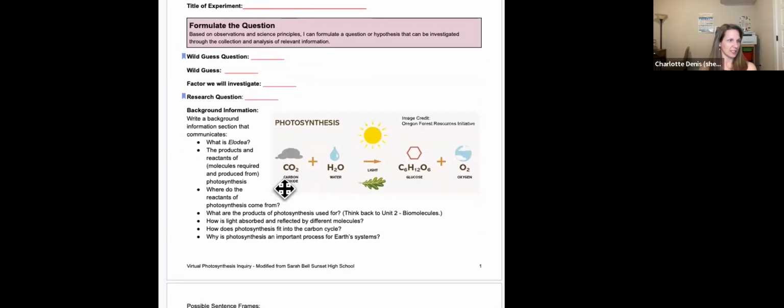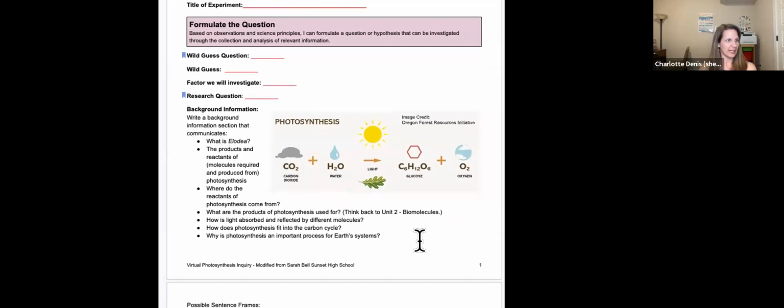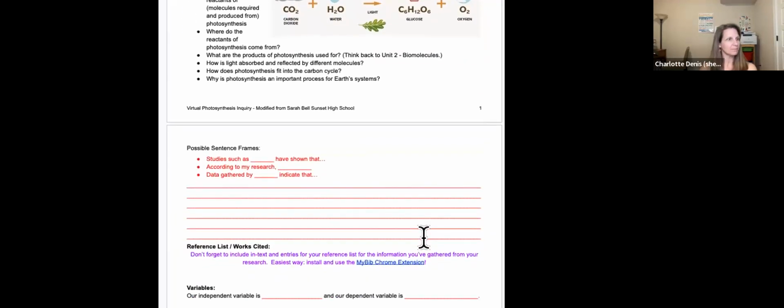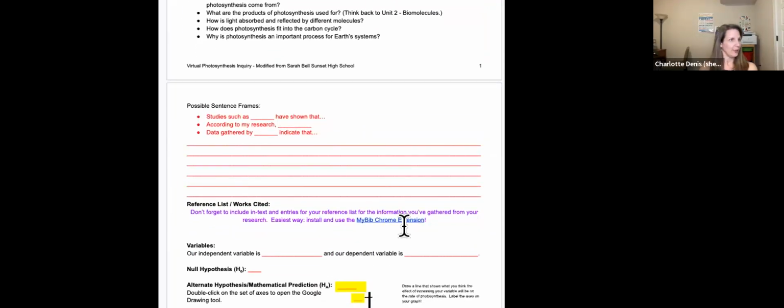Then there's a section where we've provided them some guidance about what to write in a background paragraph and some sentence framing there. I always try to push why it's really important to cite their sources, so I always like to keep that in there and remind them about their citations.